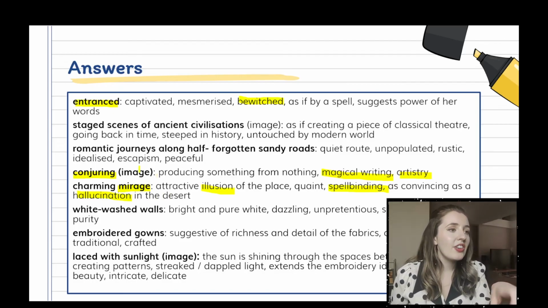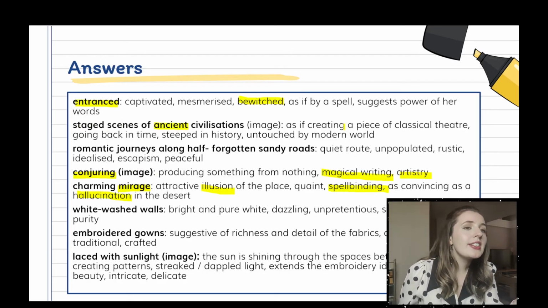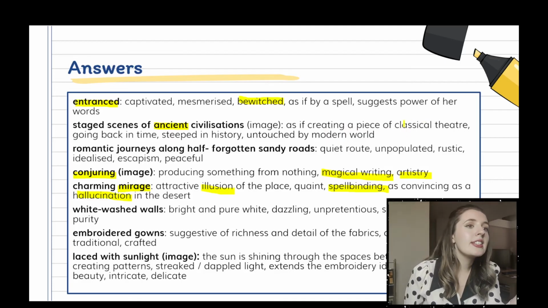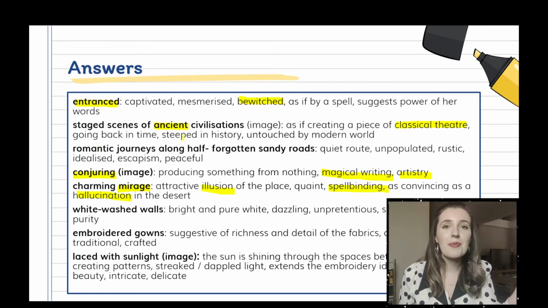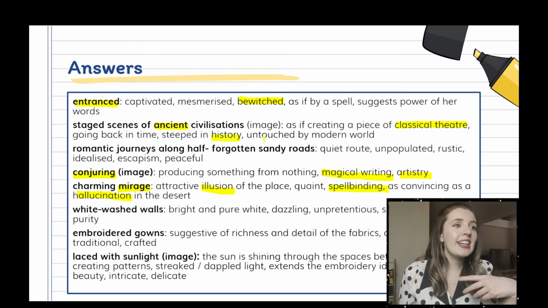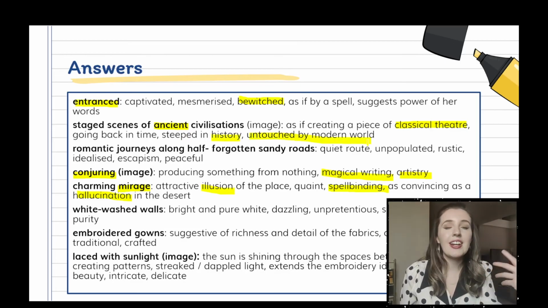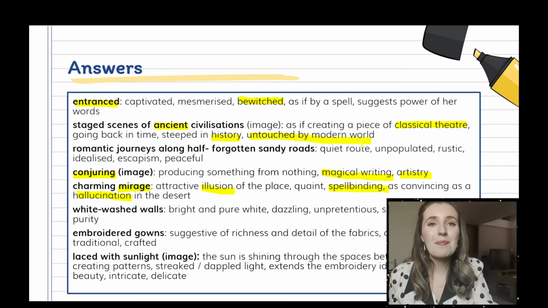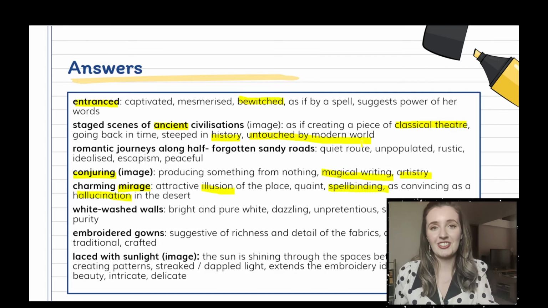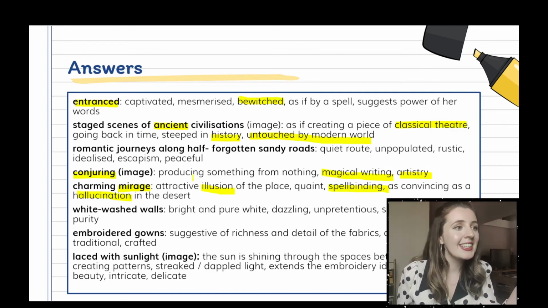And then you've got the idea of something being really ancient. So staged scenes of ancient civilizations. So it's treating the hotel like it's a piece of classical theatre, like you're going back in time, showing how the place is steeped in history. It's not been touched by the modern world, right? So like stepping back in time and going back to this purer, more simple, beautiful time before, I don't know, technology came and ruined everything, I guess.